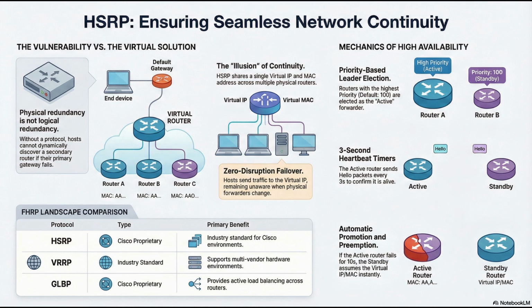We create a virtual router. It's not a physical box you can touch. It doesn't have a serial number sticker. It's a shared identity that sits between the physical routers and your PC. Okay, so does this ghost have an address? It does. The group of physical routers agrees to share a single virtual IP and a single virtual MAC address.